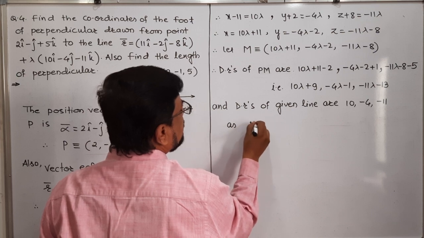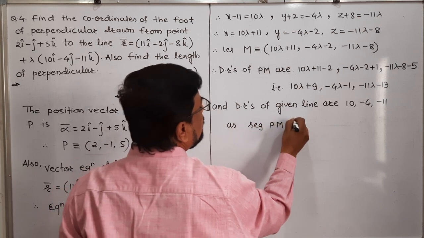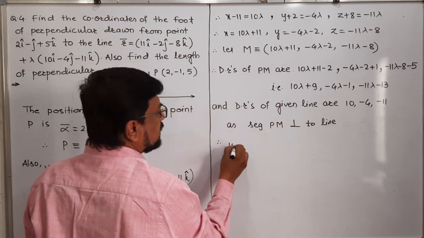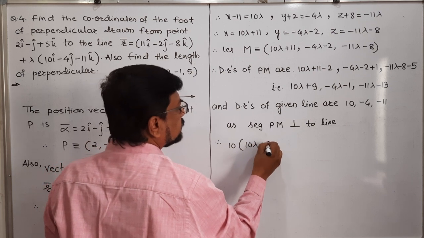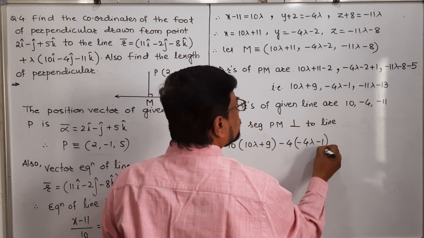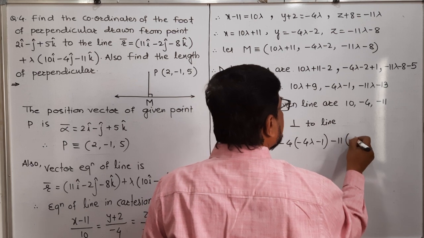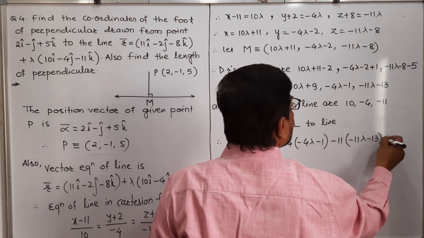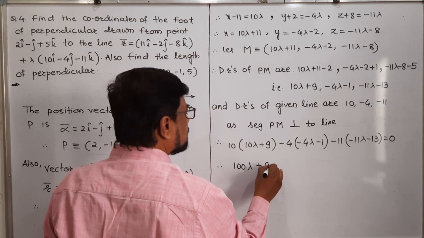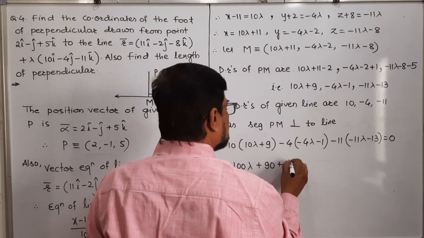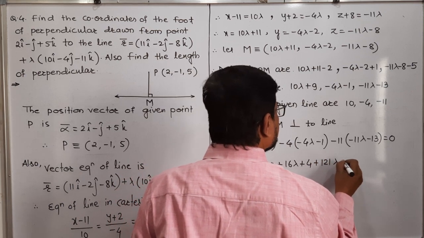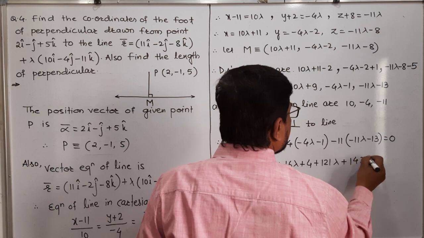As segment PM is perpendicular to the line, therefore we can say that 10 into (10 lambda plus 9) minus 4 into (minus 4 lambda minus 1) and minus 11 into (minus 11 lambda minus 13) is equal to 0. Therefore 100 lambda plus 90 plus 16 lambda plus 4 plus 121 lambda plus 143 is equal to 0.